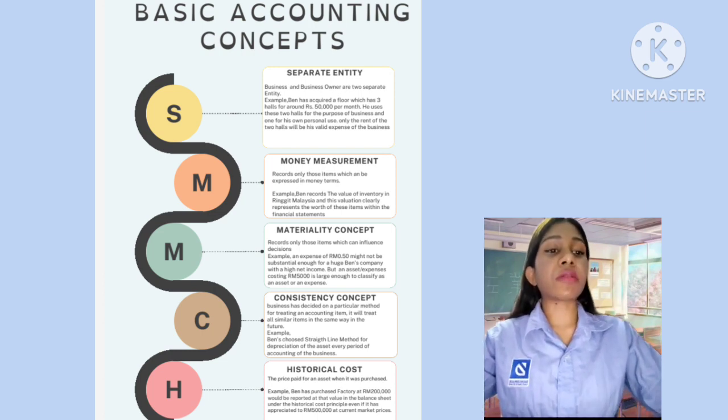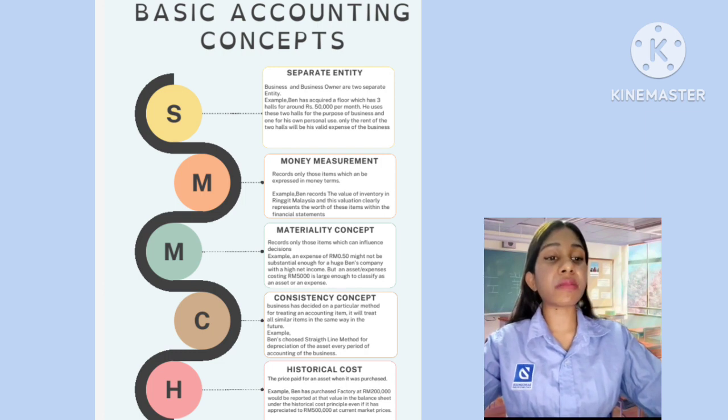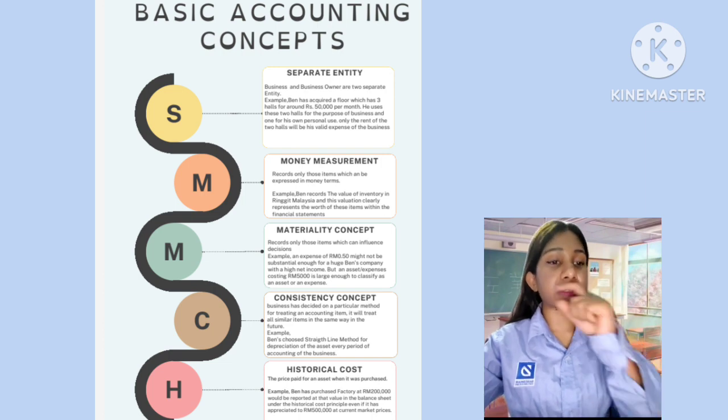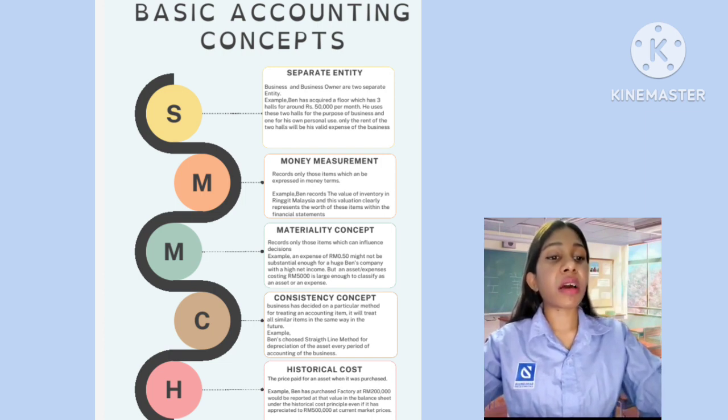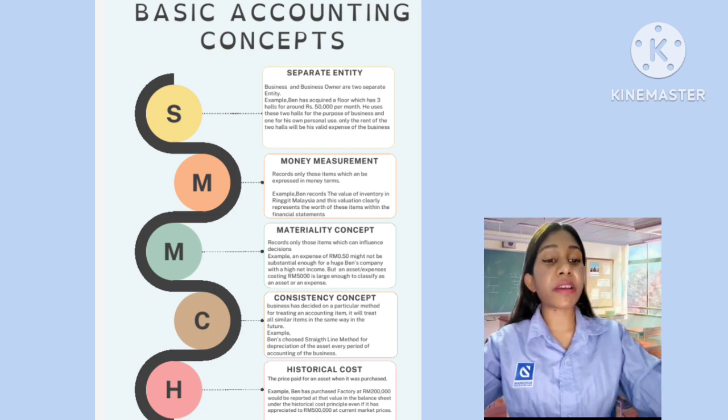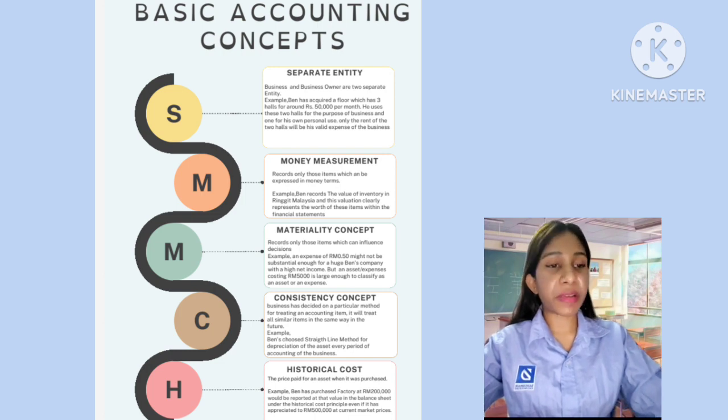The third one is materiality concept. Materiality concept records only those items which can influence a decision. Example, an expense of 50 cents might not be substantial enough for a huge bank company with a high net income, but an asset or expense costing 5,000 is large enough to classify as an asset or an expense. An expense of 50 cents could be a razor or a pencil, maybe parking. So it might not be a transaction that can affect the company's decision or the board members' decision.